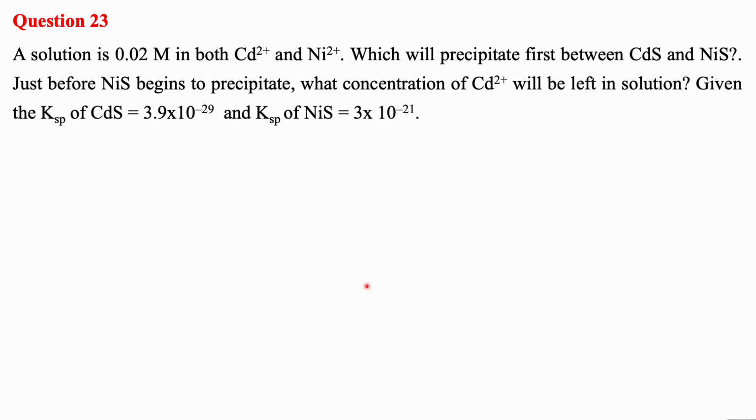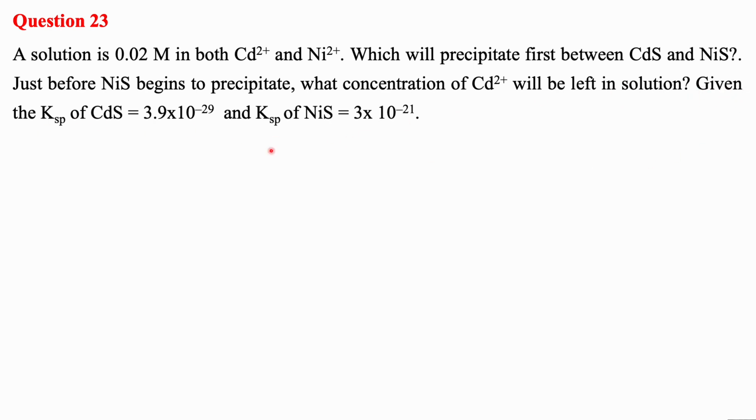Then we calculate how much of the first ion will be remaining in the solution after the equilibrium is established. Let's see question number 23. Question number 23 says a solution is 0.02 molar in both cadmium and nickel, so they have the same concentration. Which will precipitate first between CdS and also NiS? Here the cadmium will react with the sulfur so that we have CdS, and then NiS. So they are asking which one will precipitate first. We are going to compare the Ksp to find which one will precipitate first. They're asking, just before NiS begins to precipitate, what concentration of cadmium will be left in the solution.